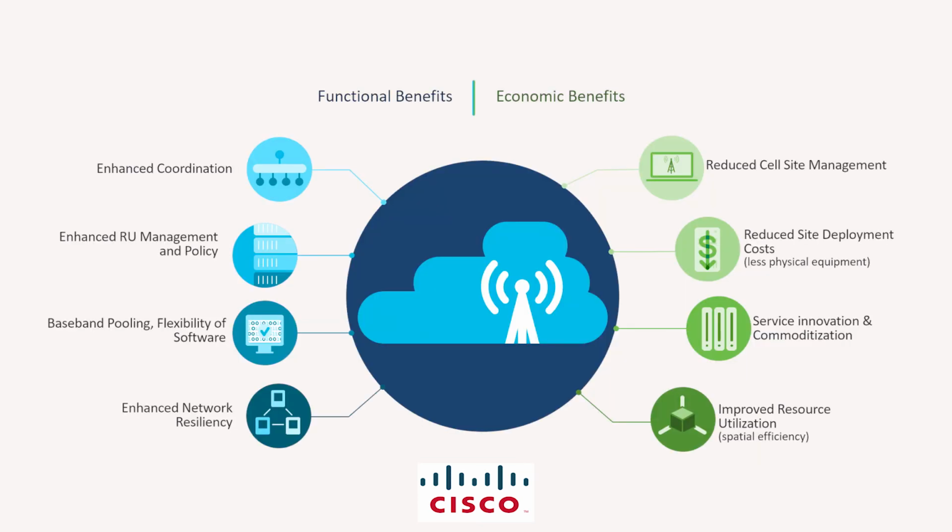The VCU and VDU functions can now be implemented on x86-based commercial off-the-shelf hardware. This type of a Fronthaul deployment via centralized and cloud RAN brings about several functional benefits, namely enhanced coordination between radio resources, increased capacity and improved performance at cell edge, enhanced RU management and policy, improved resource efficiency, multi-band connectivity or carrier aggregation, creating more bandwidth by combining multiple bands and inter-site BBU pooling.